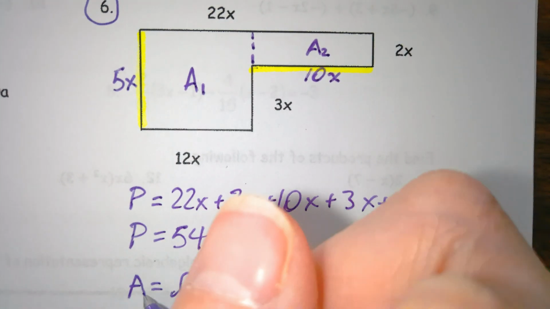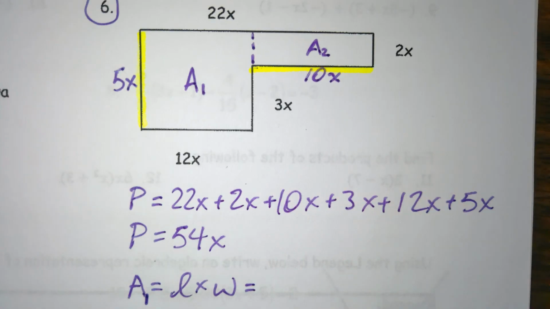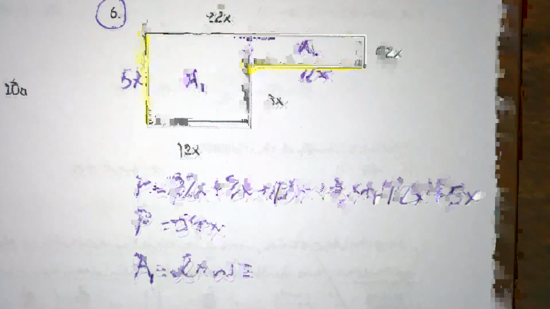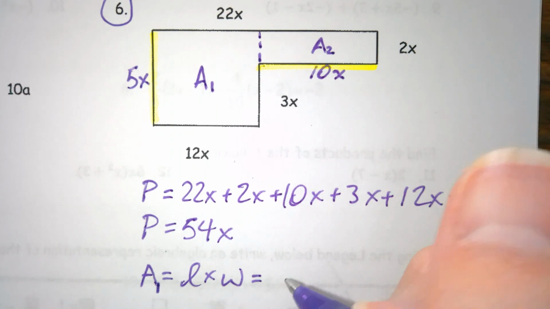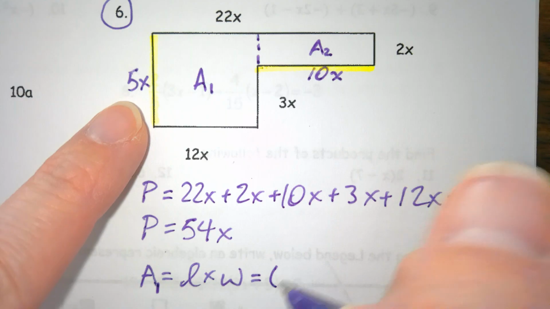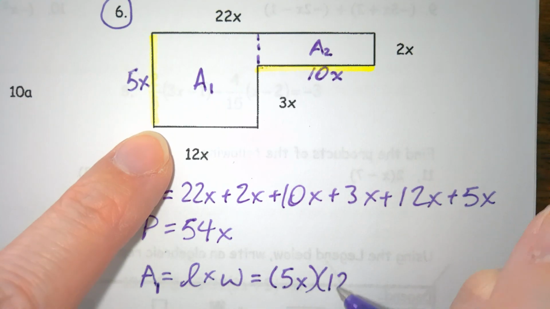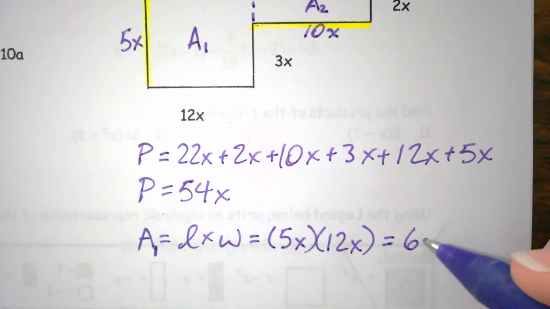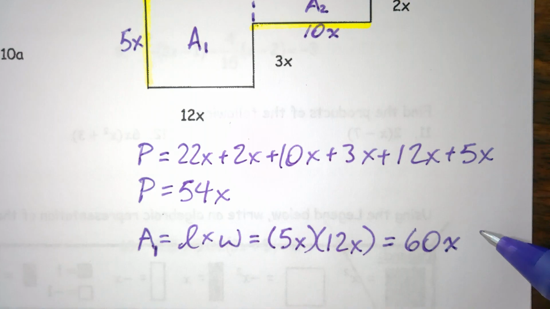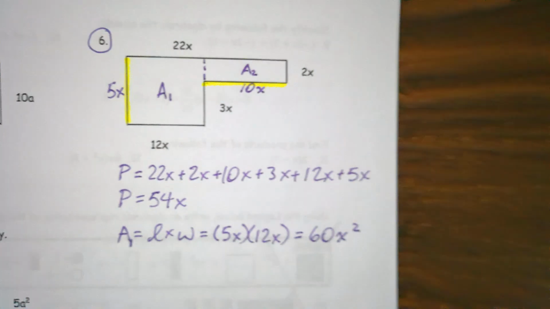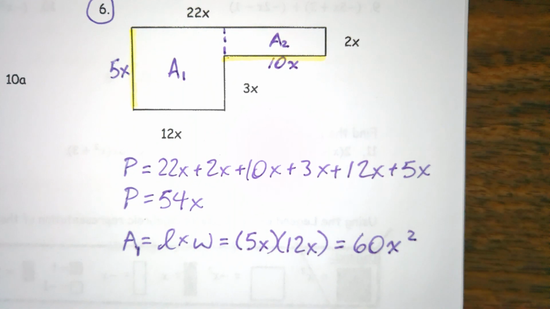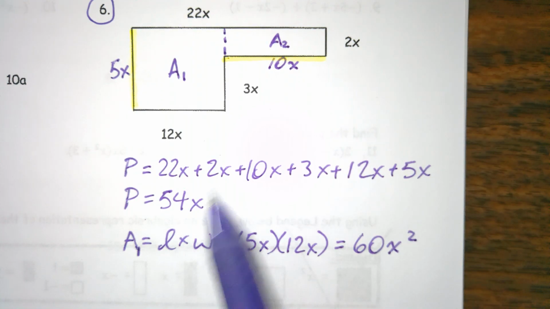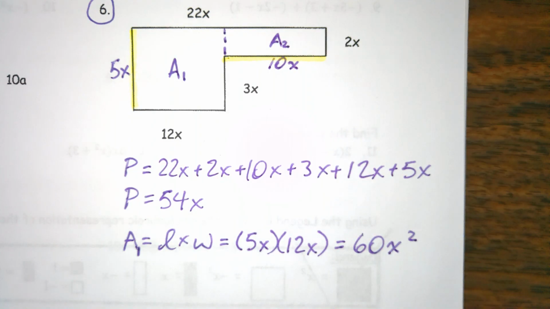So for area 1, what's the dimension of that rectangle on the left? William? Right, so 5x times 12x, which is 60x squared. Remember x times x is x squared. Because otherwise, notice right here, x plus x is x already. So x times x can also be x.